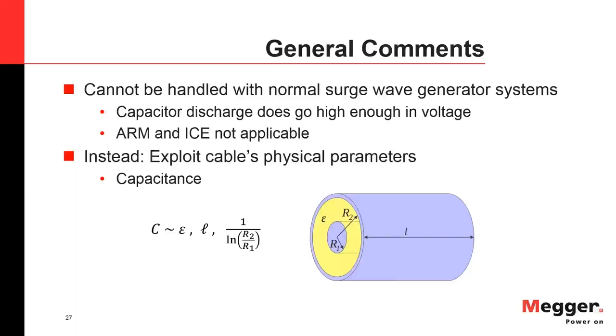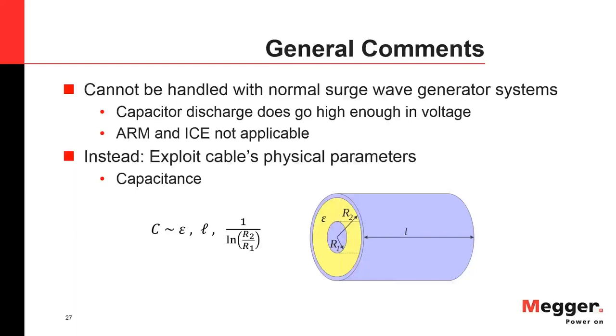Do you need super sophisticated equipment? No, you do not. You need a sophisticated thumper, one that has more capability than 32 kV, but not on the cap discharge. What you do is you are exploiting the cable's physical parameters, which is mainly the capacitance. And I gave you the principal construction of a cable here. It's a concentric symmetrical construction.